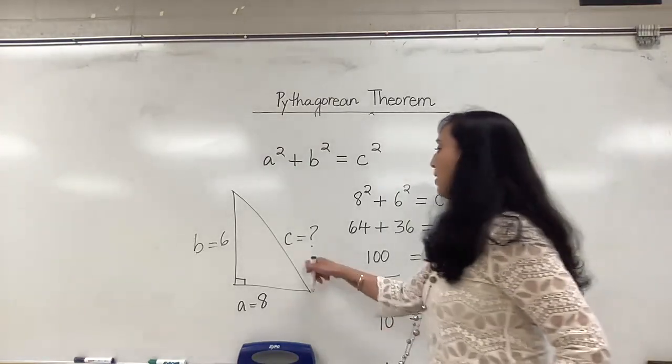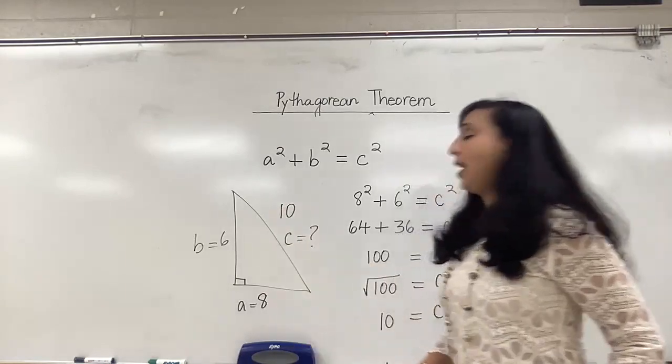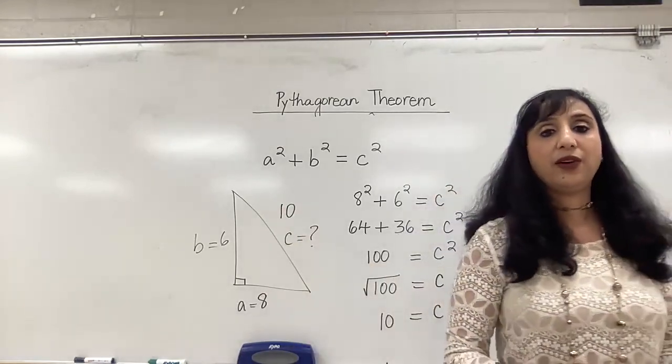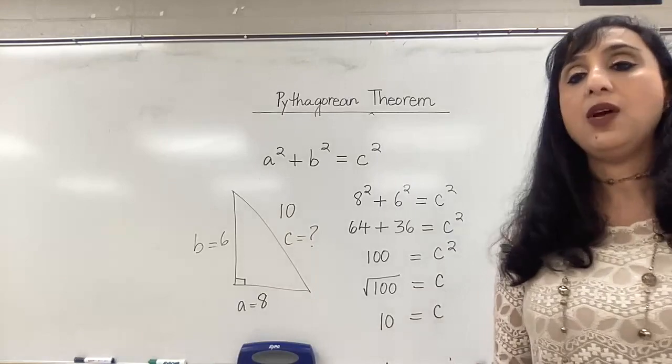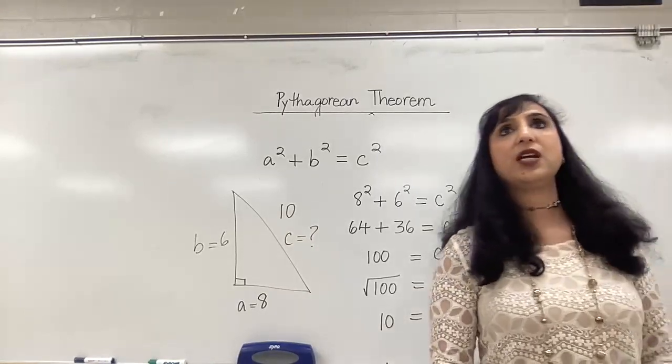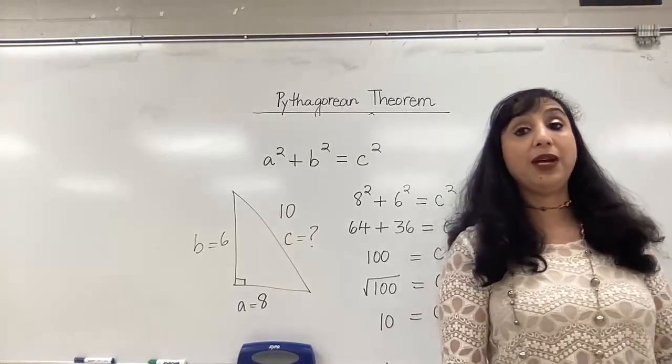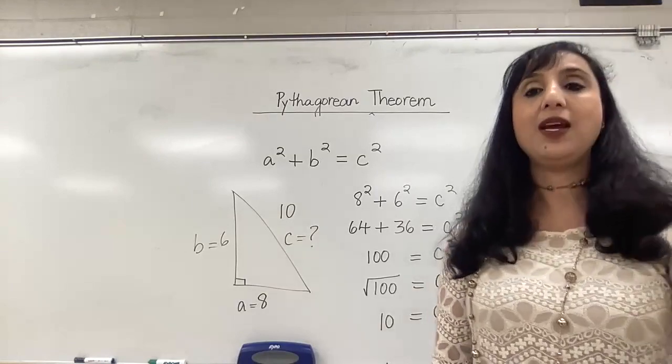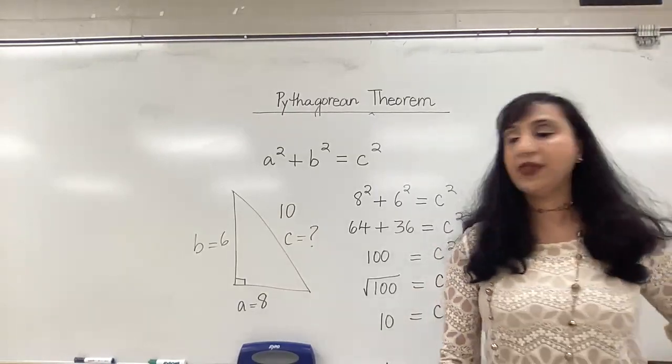All right, so this measure is going to be 10, and that's how the Pythagorean theorem is used. Now let's find some measures in which maybe a or b are missing but c is given, and so how we can solve that one.